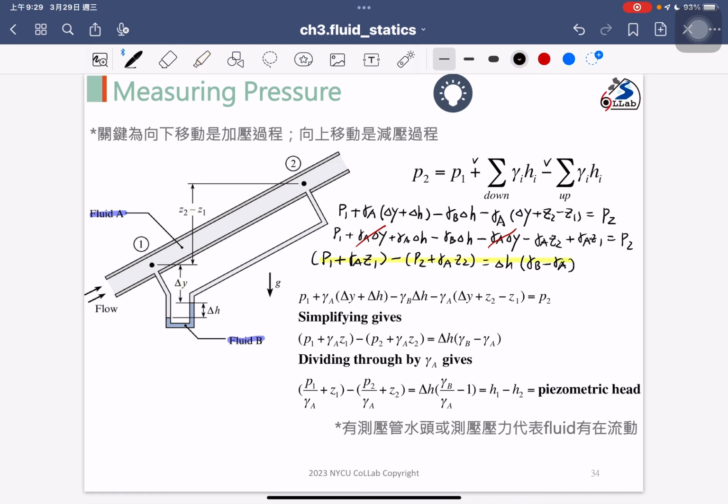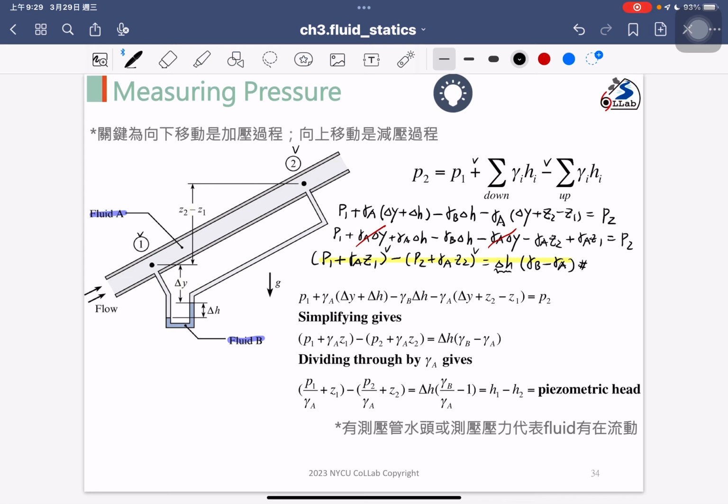Okay, and the meaning is, if you want to know the piezometric pressure difference between point 1 and point 2, as we know the fluid is flowing, so there is a pressure difference between point 1 and point 2. So the equation shows that the piezometric pressure at point 1 minus the piezometric pressure at point 2 will equal the deflection height multiplied by the specific weight difference.